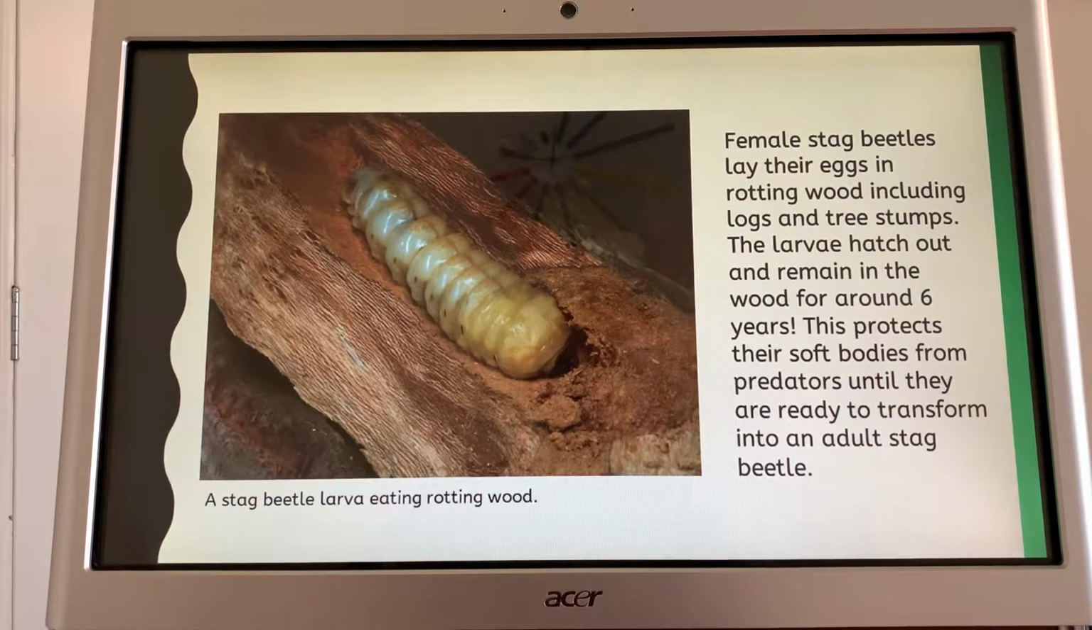A stag beetle larva eating rotting wood. Female stag beetles lay their eggs in rotting wood, including logs and tree stumps. The larvae hatch out and remain in the wood for around 6 years. This protects their soft bodies from predators until they are ready to transform into an adult stag beetle.